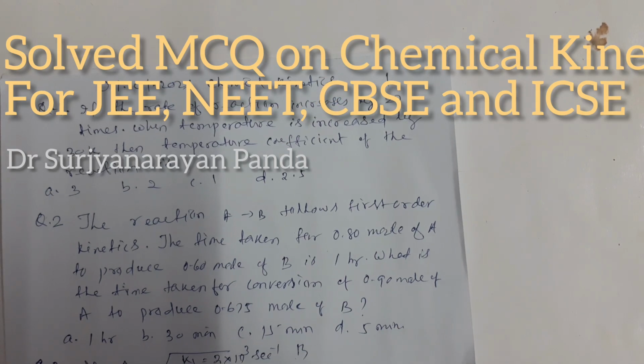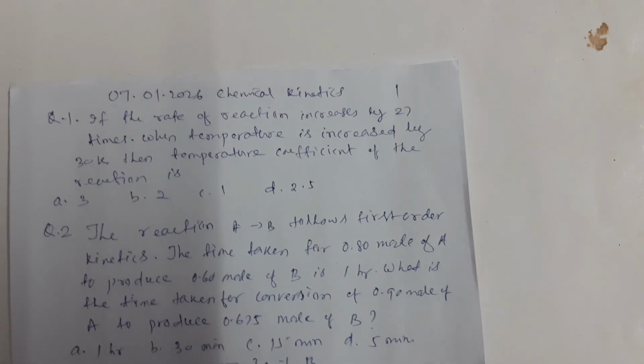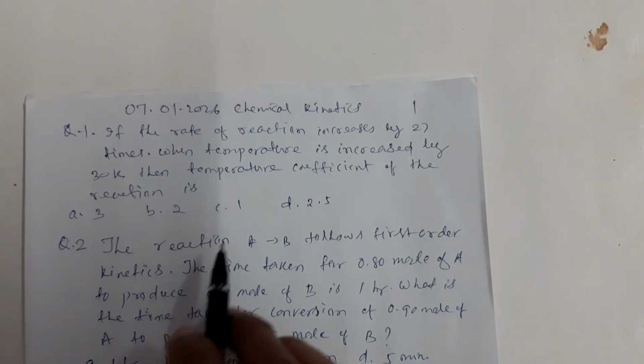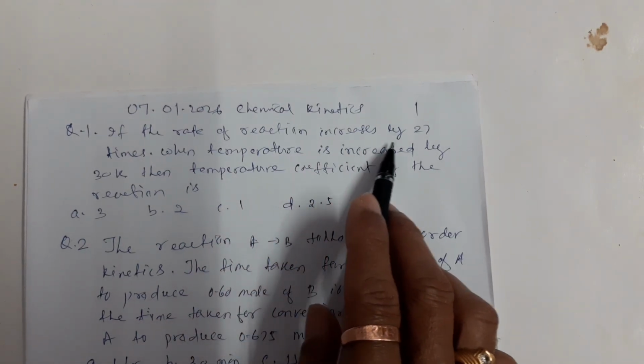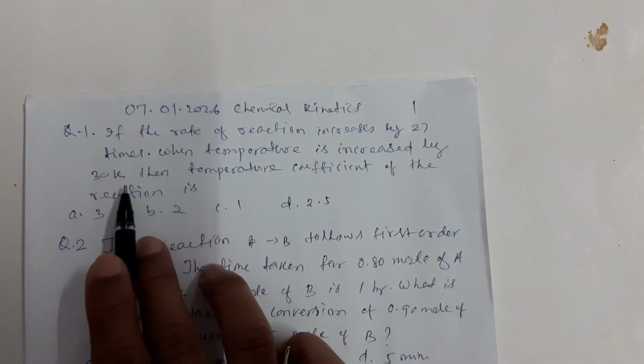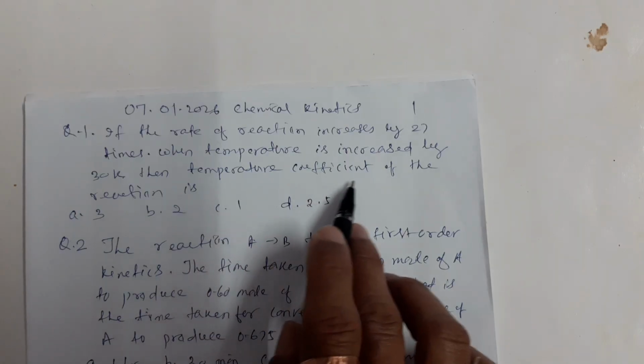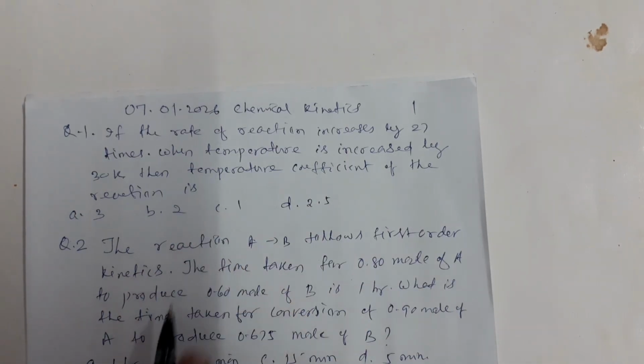Dear students, today I'll discuss with you some important MCQ from the chapter Chemical Kinetics. First question: if the rate of reaction increases by 27 times when temperature is increased by 30 Kelvin, then the temperature coefficient of the reaction is what?